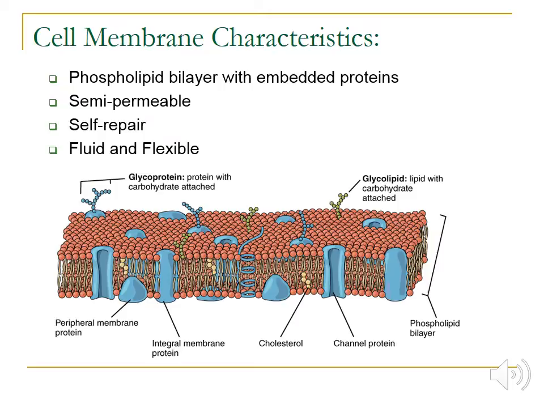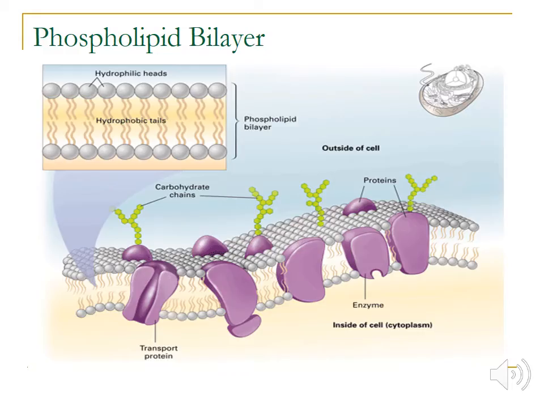Instead, you can think of them as things that are floating in a bunch of water, and they can move around each other, and therefore those proteins that are embedded in there can also move, and the entire membrane is very fluid and flexible. Here's just another example of the phospholipid bilayer again, looking at how the proteins can span the phospholipid bilayer. There are other components of cell membranes that we're not going to talk about right now.